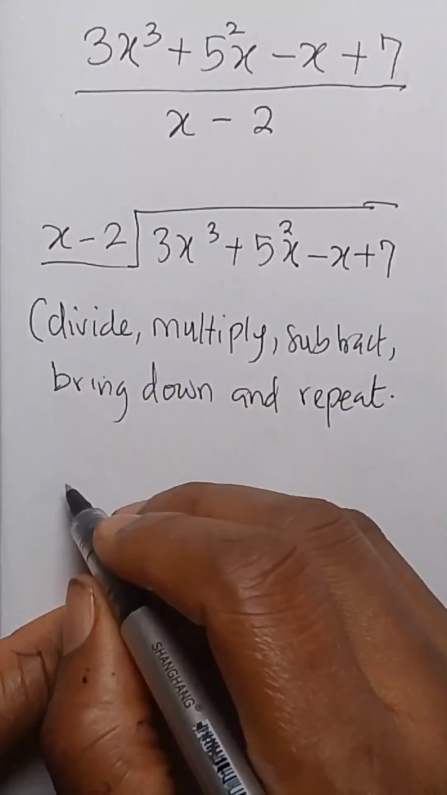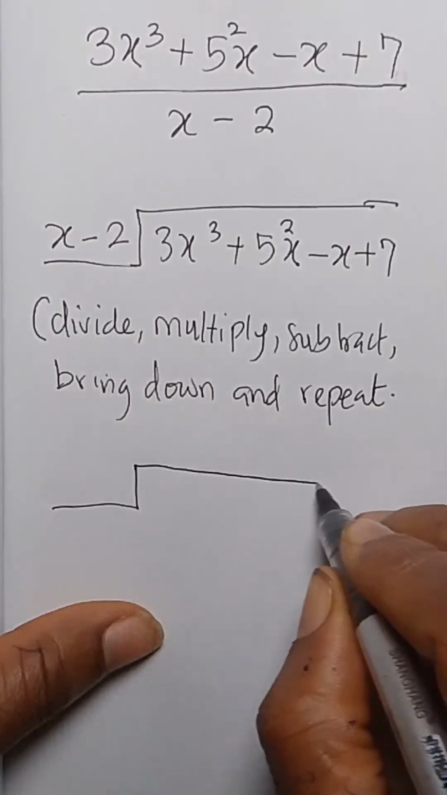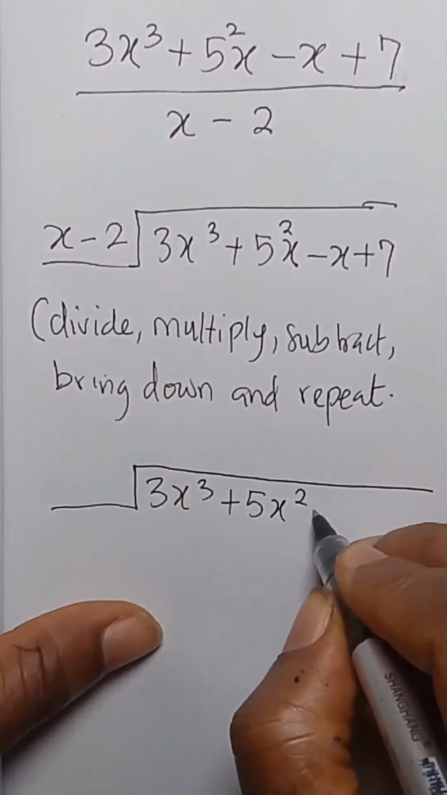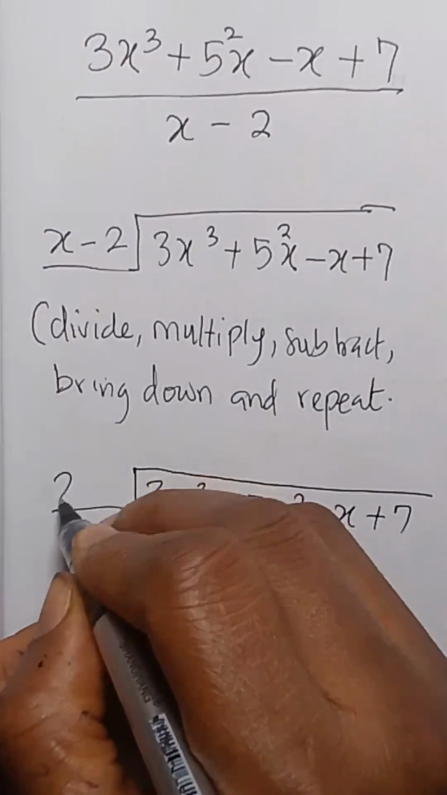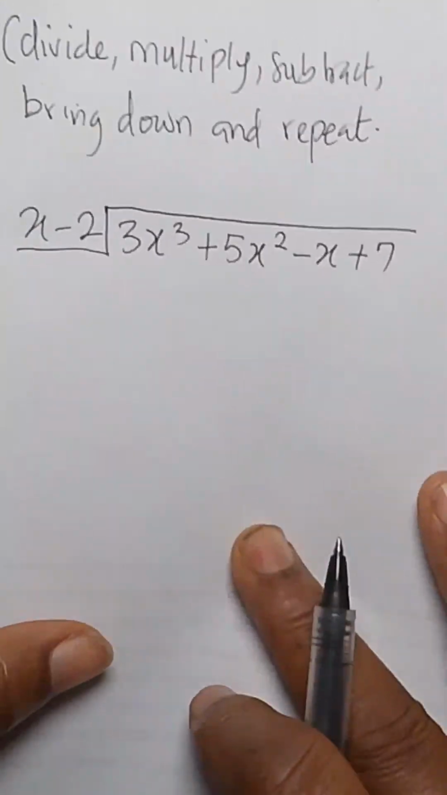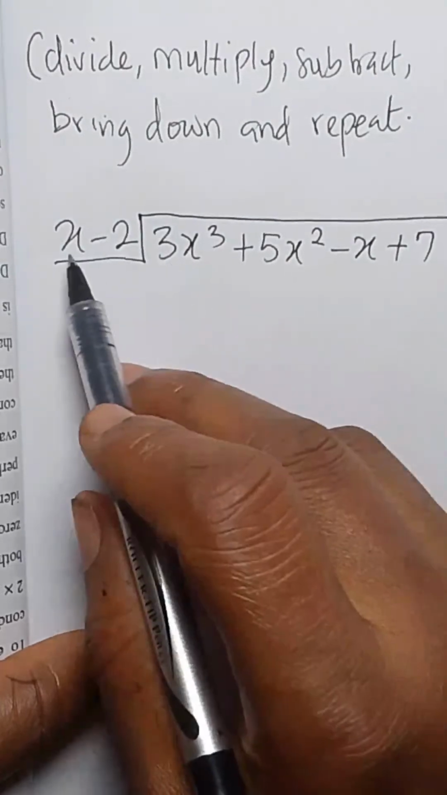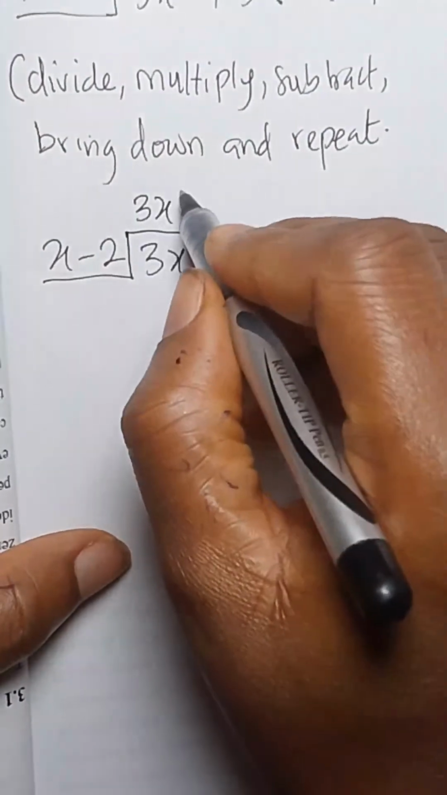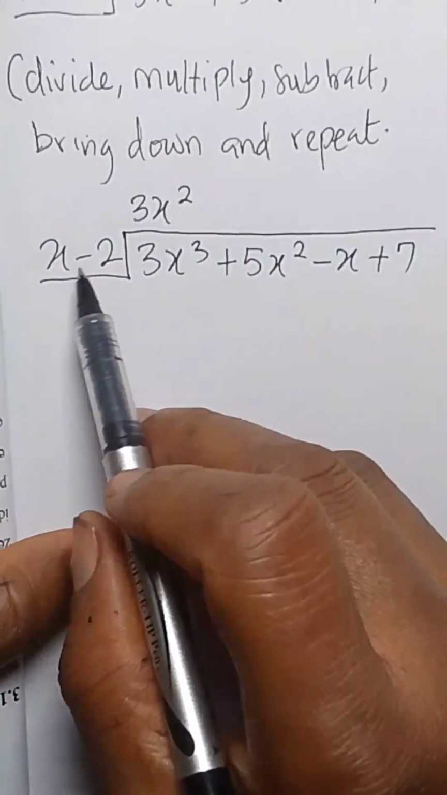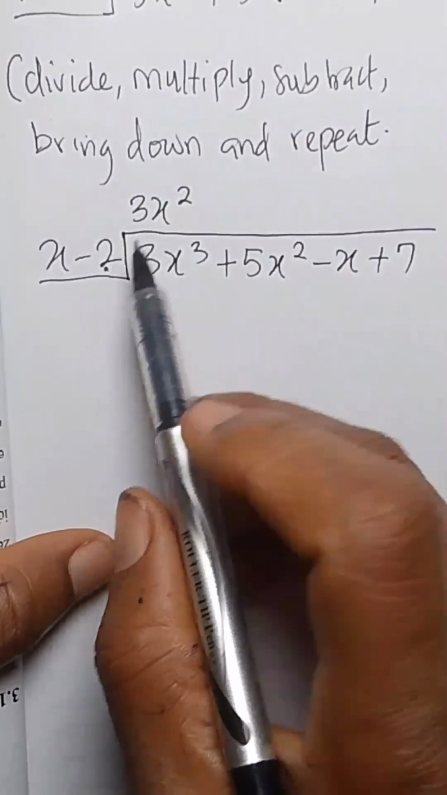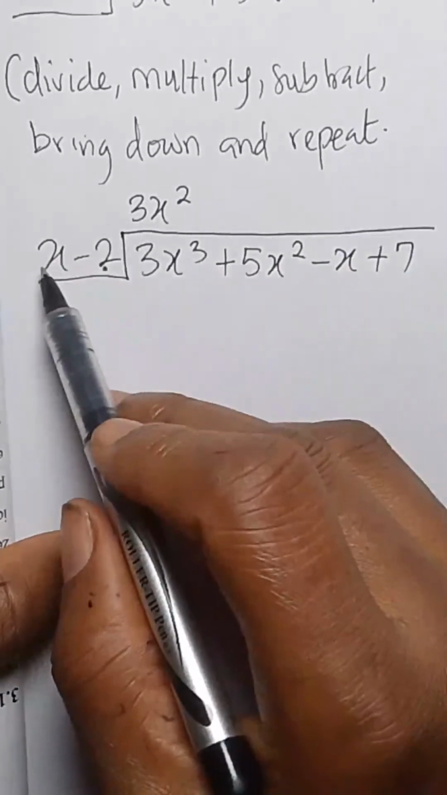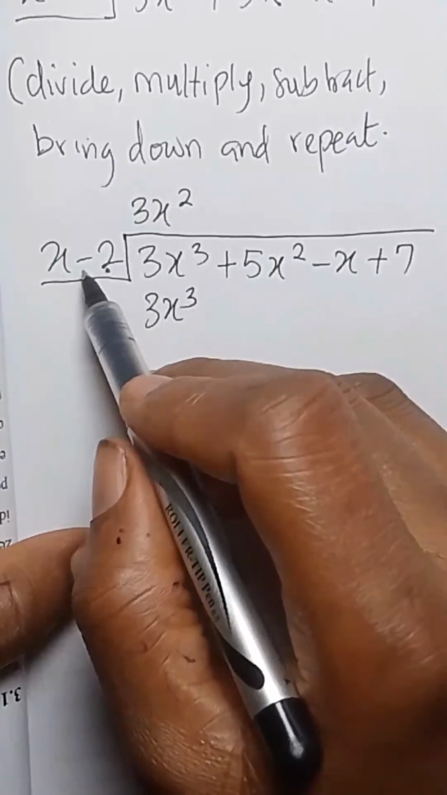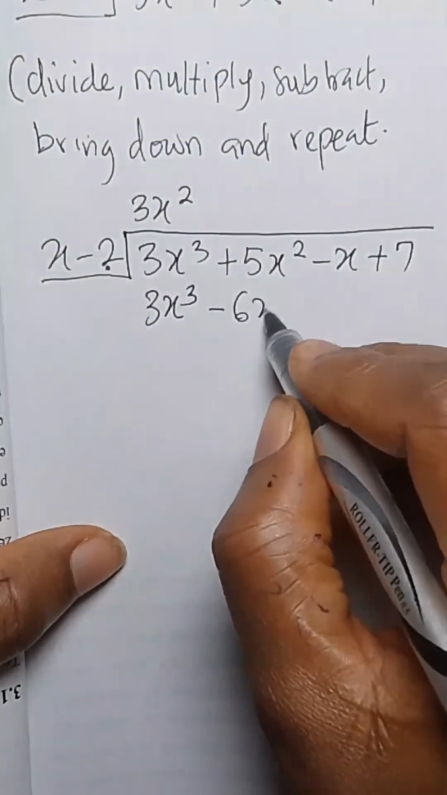So let me write it back again. 3x cubed plus 5x squared minus x plus 7. We are dividing by x minus 2. All right. So we are going to divide the first term here by the first term. So 3x cubed divided by x will give us 3x squared. But when multiplying, you multiply the two terms here. If it's 3 terms, you multiply everything. So this is 3x squared multiplied by x will give us 3x cubed. 3x squared multiplied by minus 2 will give us minus 6x squared.